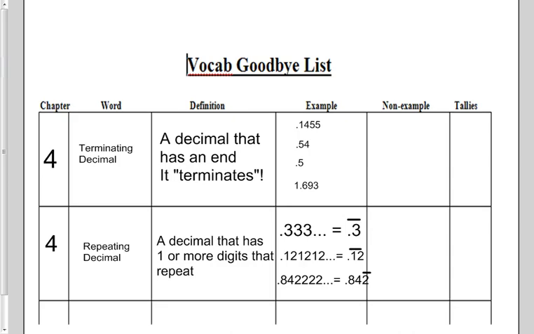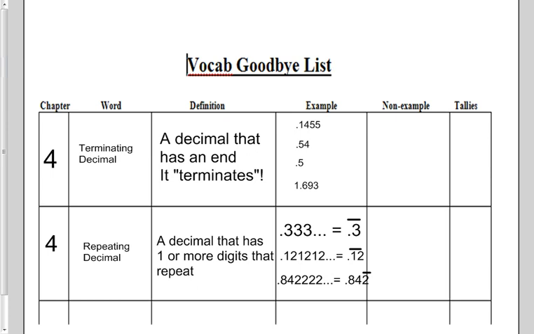Here is our vocabulary. We wrote this down last chapter, but just to review. So first we have a terminating decimal, which is a decimal that has an end. It terminates. So the name really does make a lot of sense. So you can see some examples: 0.1455, stop; 0.54, stop; 0.5, stop; 1.693, stop. So those all have an end. You can tell me what the last digit is.